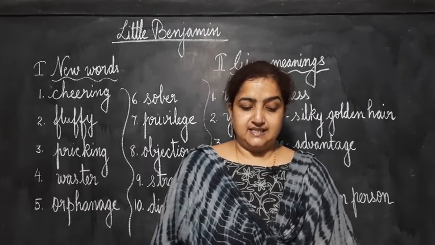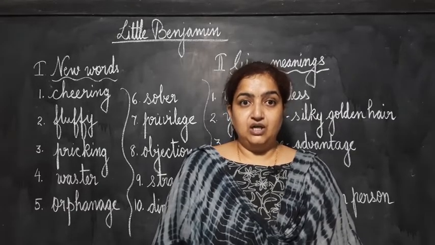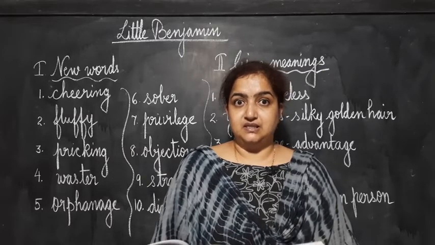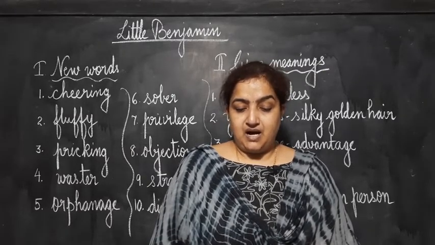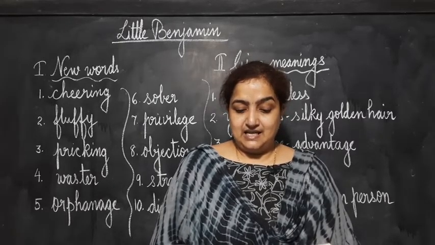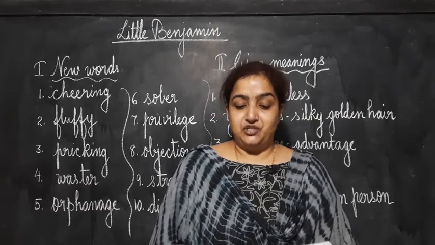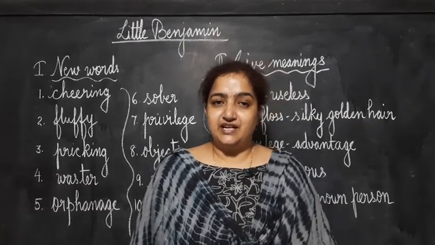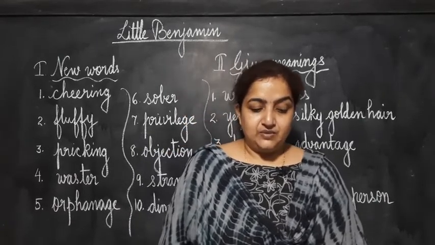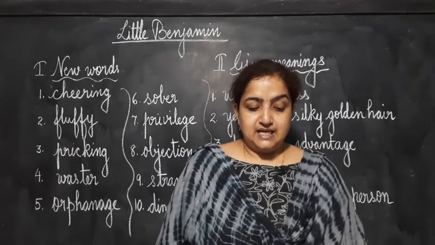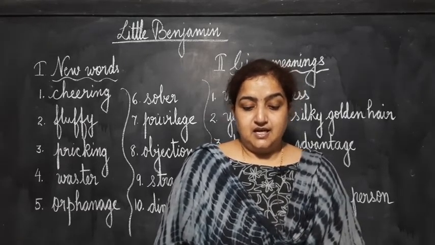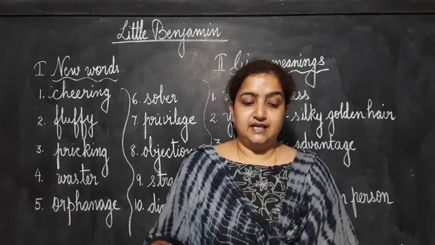Snake hisses. Third one, a frog croaks. Fourth one, thunder rumbles. Fifth one, a mouse squeaks. And sixth one, stairs creak. If the stairs are not good, when you walk on the stairs, it will creak. Okay. So once again, a doorbell chimes, a snake hisses, a frog croaks, thunder rumbles, a mouse squeaks, stairs creak.